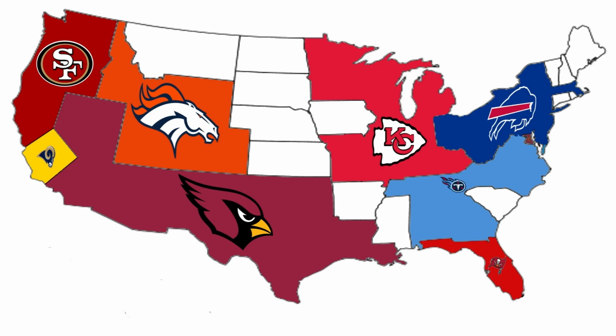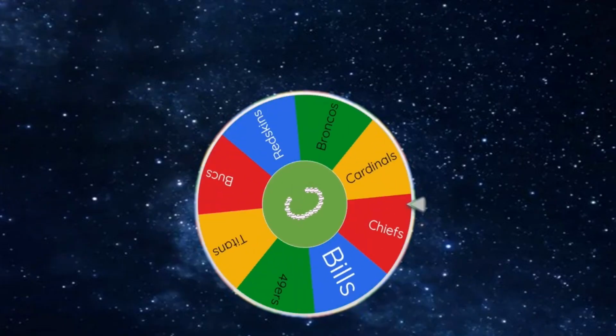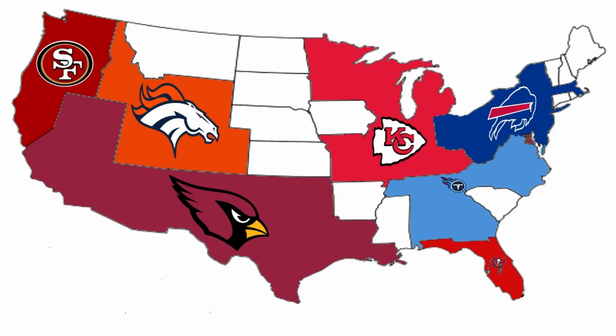The Cardinals will take over the Rams' territory, and their imperialism goes on with their 5th victory. With the state of Florida now being surrounded, this wheel landing on the Tampa Bay Buccaneers automatically sends them to Tennessee to play the Titans.